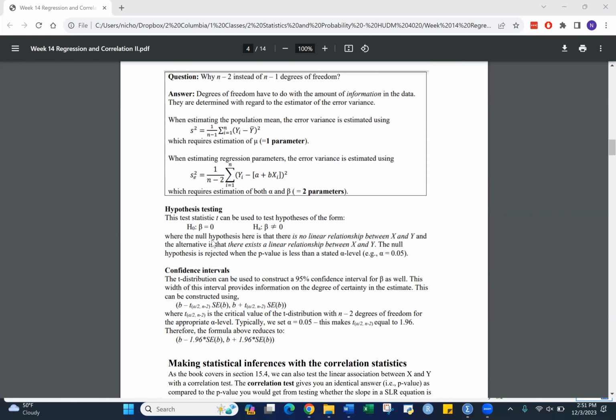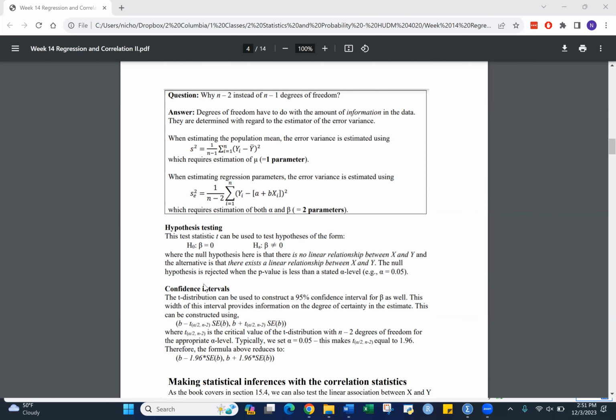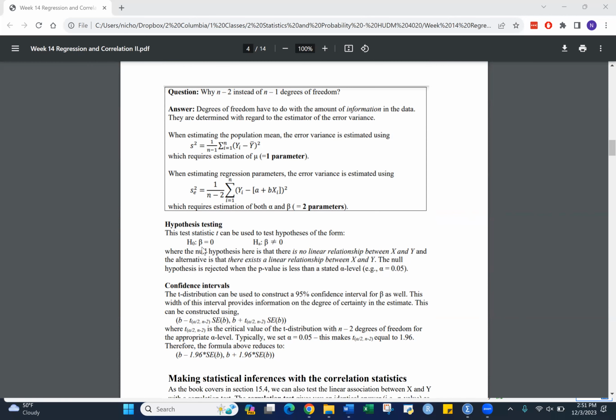And so with that, that's basically a wrap on how we do the hypothesis test for a simple linear regression slope, the beta parameter. And I'm going to come back and actually show you how to do this in SPSS shortly, so you can see a live example.